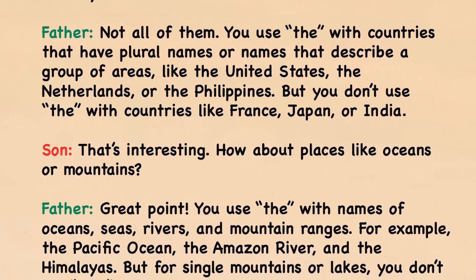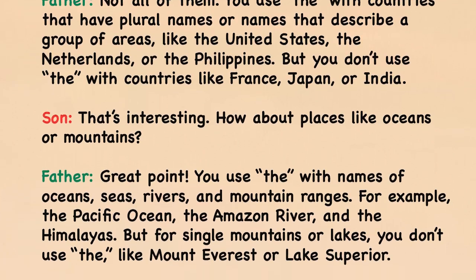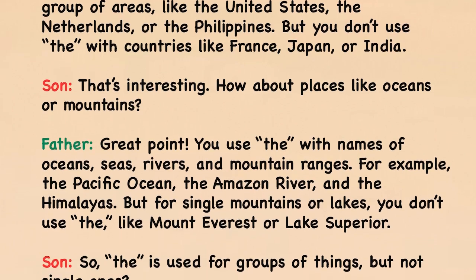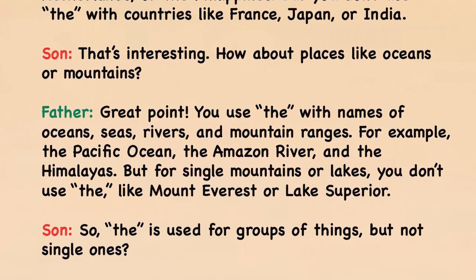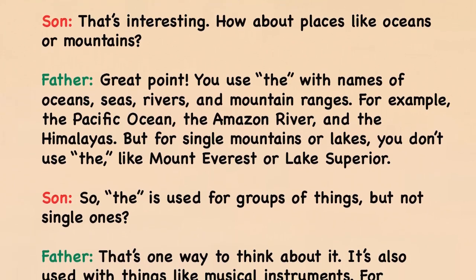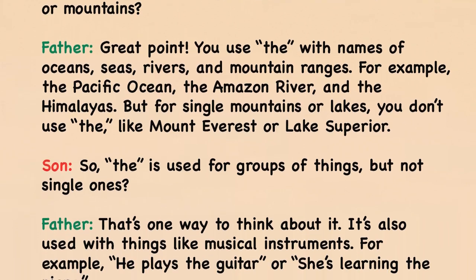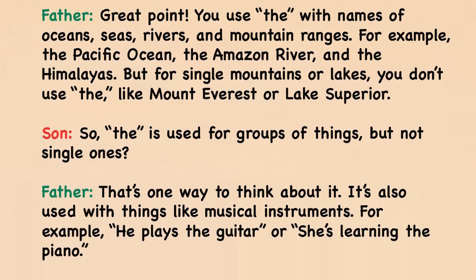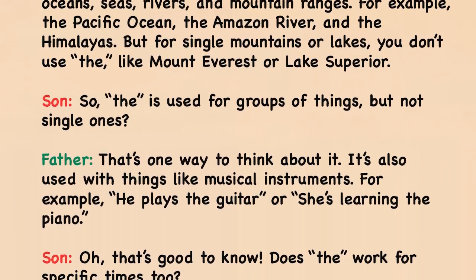That's interesting. How about places like oceans or mountains? Great point. You use "the" with names of oceans, seas, rivers, and mountain ranges. For example, the Pacific Ocean, the Amazon River, and the Himalayas. But for single mountains or lakes, you don't use "the," like Mount Everest or Lake Superior. So "the" is used for groups of things, but not single ones.